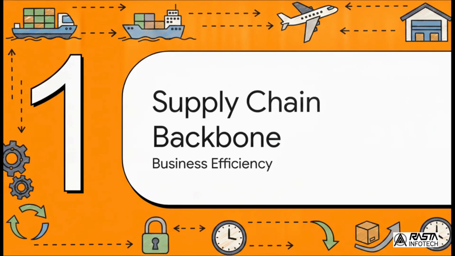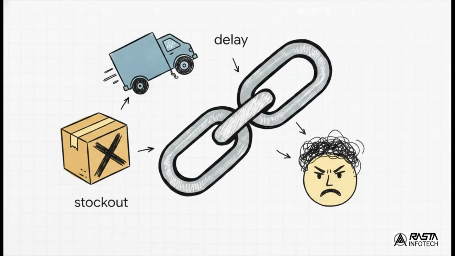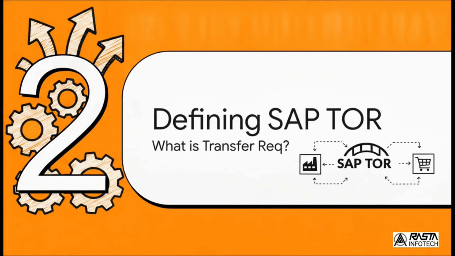Section 1. The supply chain backbone. Look, having an efficient supply chain is no longer just a nice-to-have. It is absolutely the backbone of business success right now. We are operating in a super unforgiving digital landscape where customers expect incredible speed and precision. If your supply chain is disconnected, it becomes a massive daily liability for your organization, leading to stockouts, delays, and just really frustrated customers.